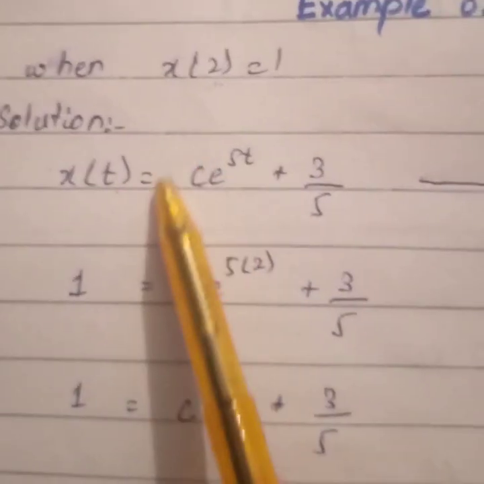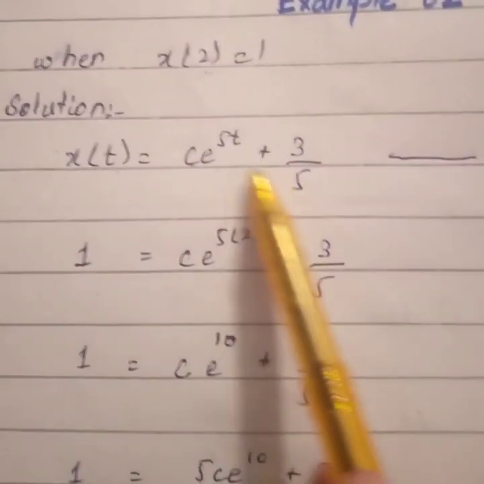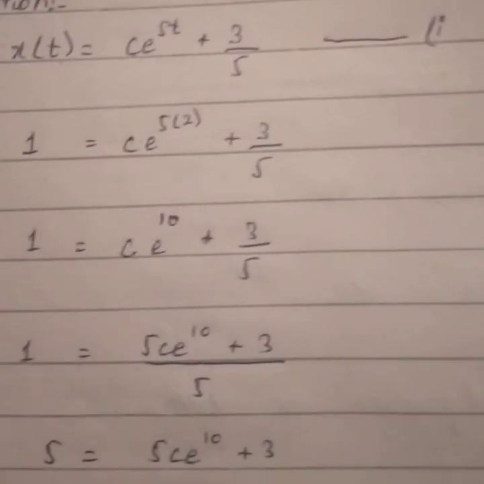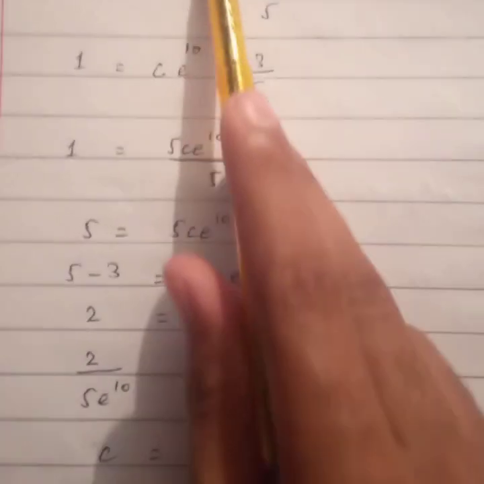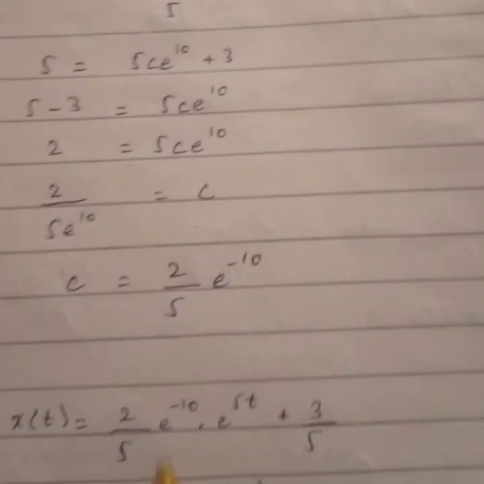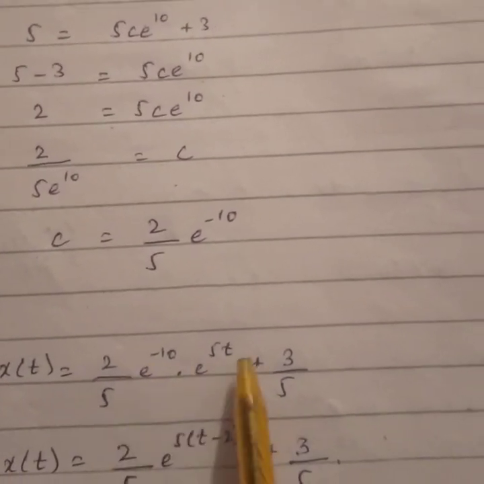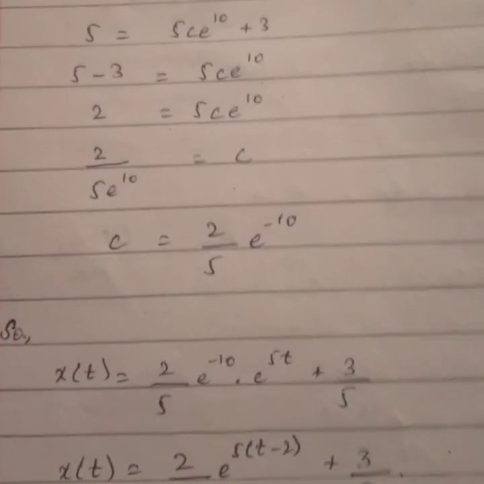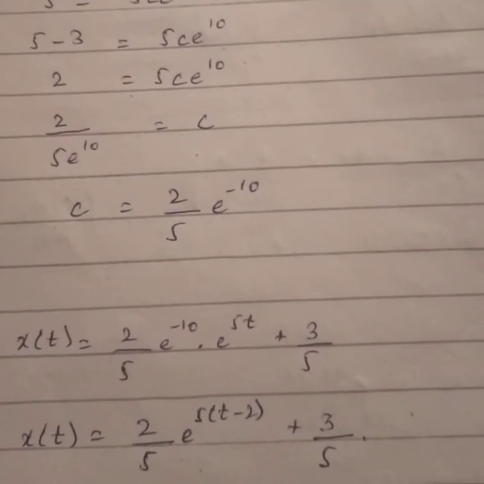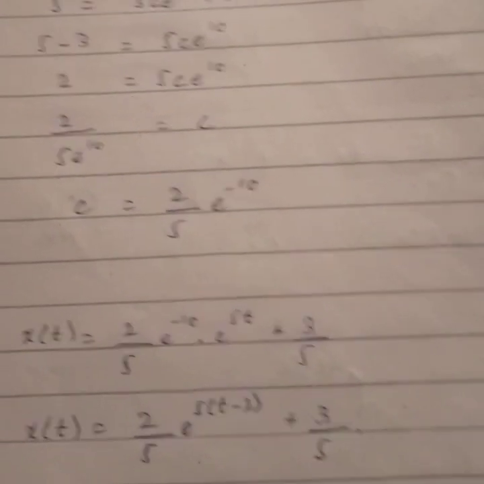Then putting the value of c in equation 1, where is c? Putting the value of c, we calculate the final equation which is required in the question. So x of t is equal to the value of c we have found, 2 over 5 e power minus 10 times e power 5t, plus 3 over 5. By calculating it, we can take 5 common, and the t minus 2, so it becomes the final equation: x of t is equal to 2 over 5 e power 5 into t minus 2 plus 3 over 5.